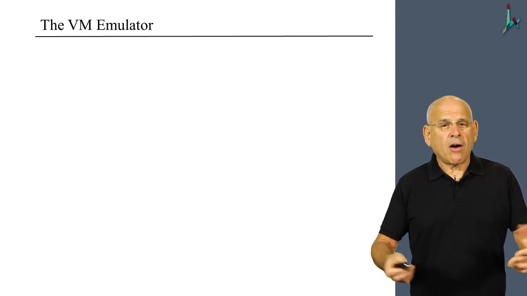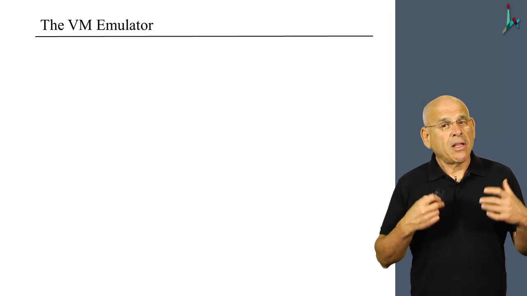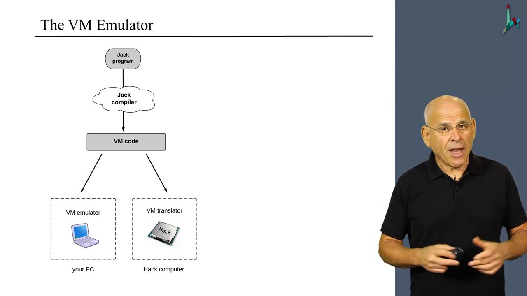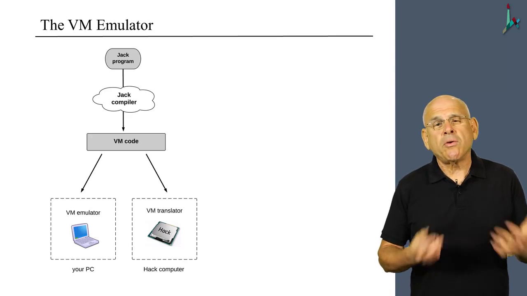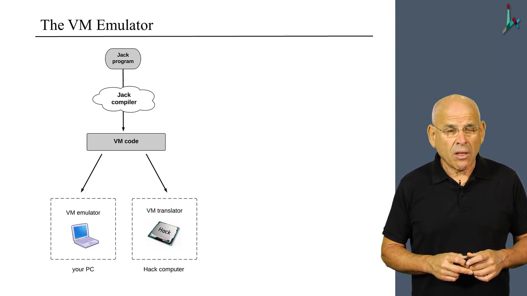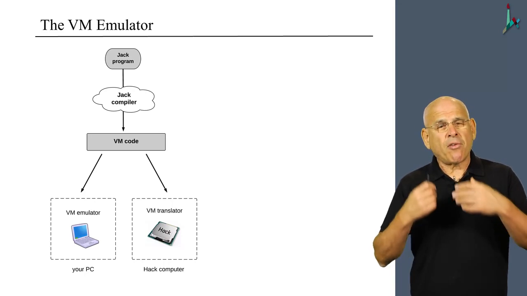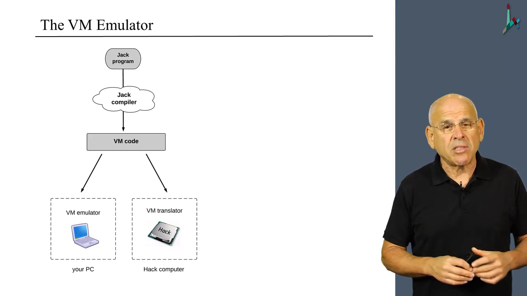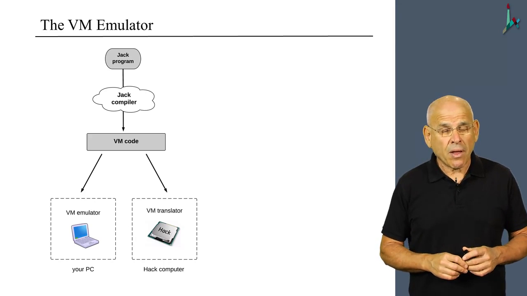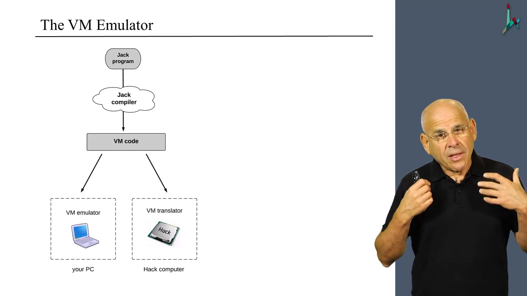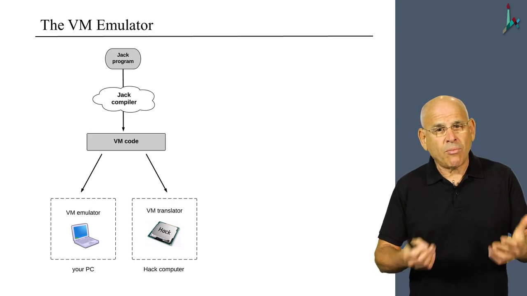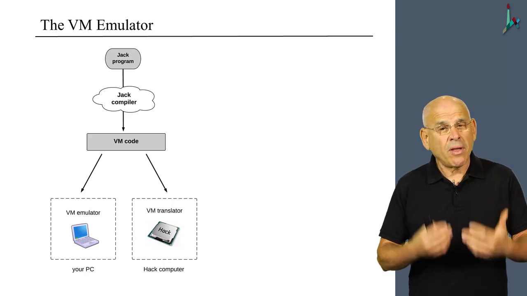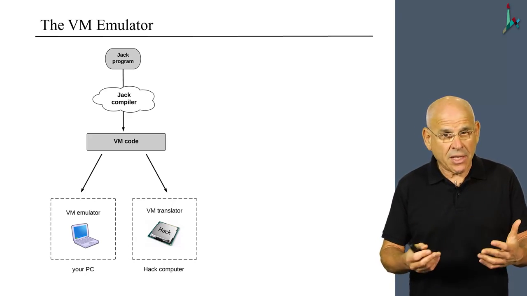Now, to remind you, our overall purpose is to translate high-level programs written, say, in the Jack language into machine language. And in order to do it, we use a two-stage compilation model. In the first stage, we compile from the high level to VM code. And in the second stage, we have to somehow execute this VM code on the target platform. One way to do it is to translate the VM code into machine language and then load the binary code into the target platform, in this case the Hack computer, and execute it.